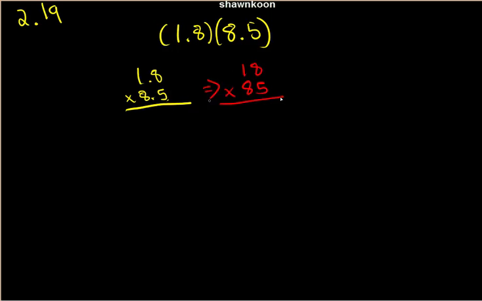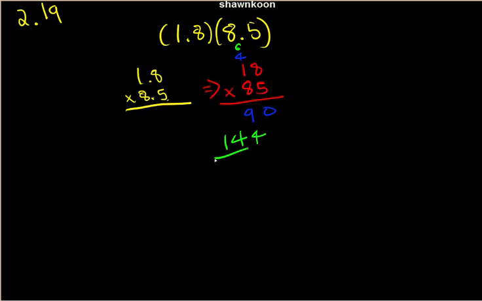So 8 times 5 is 40. So 4 goes on top. 5 times 1 is 5 plus 4 is 9. And 8 times 8 is 64. So 4 goes on the bottom, 6 goes on top. 8 times 1 is 8. And 8 plus 6 equals 14.